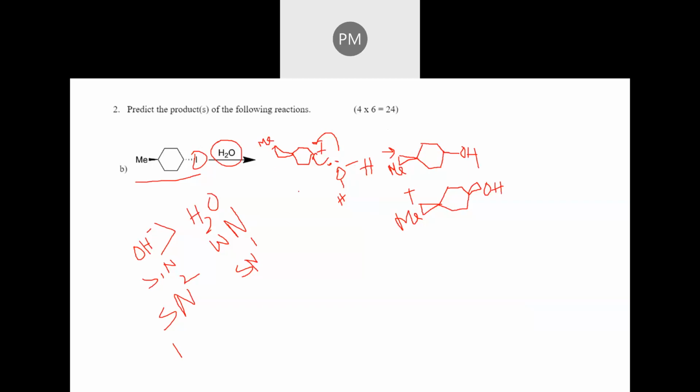In the SN1 pathway, there is the possibility of two products, and if it favors the SN2 pathway, that will give one product.